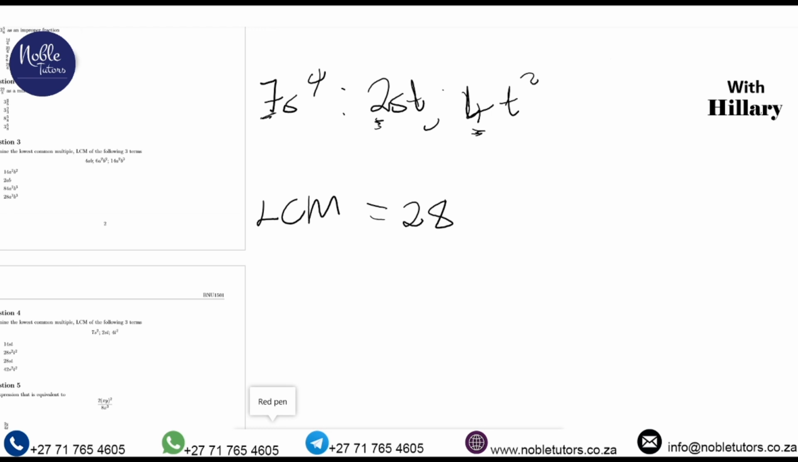Then after 28, remember what we said when it comes to variables. We just take the variable with the highest exponent. That is what we use. So the variable with the highest exponent in terms of s is s to the power 4 and t to the power 2. Then you will be done.